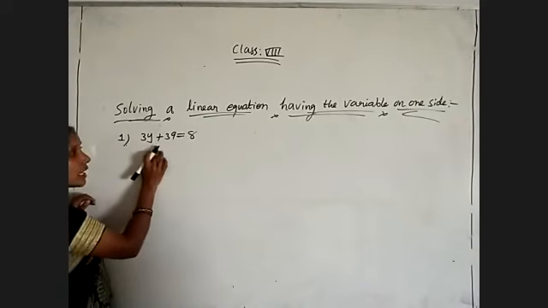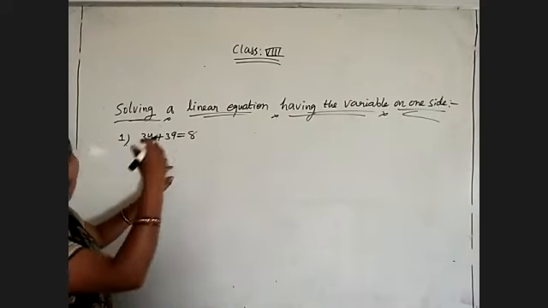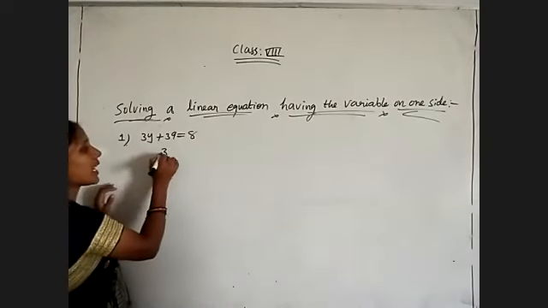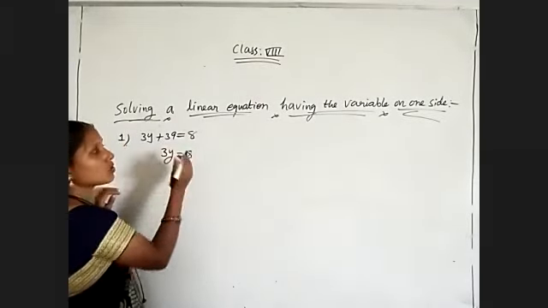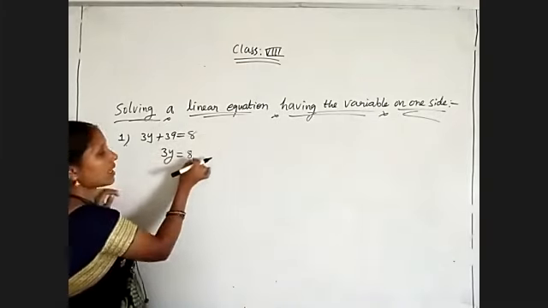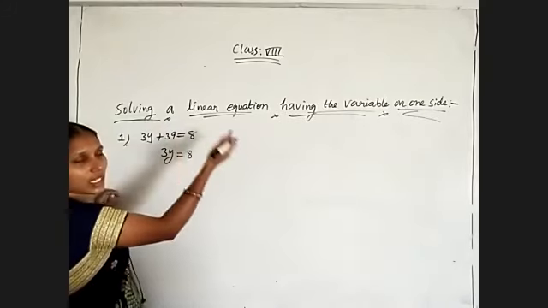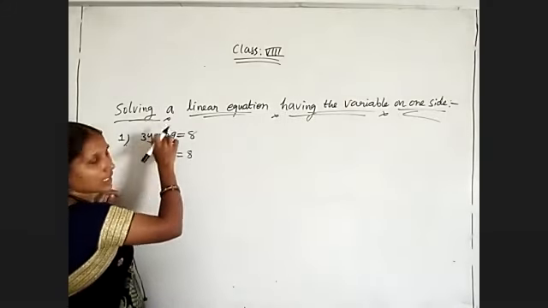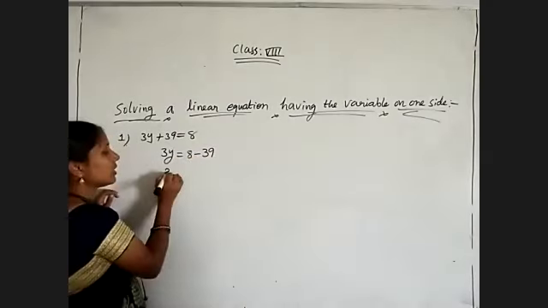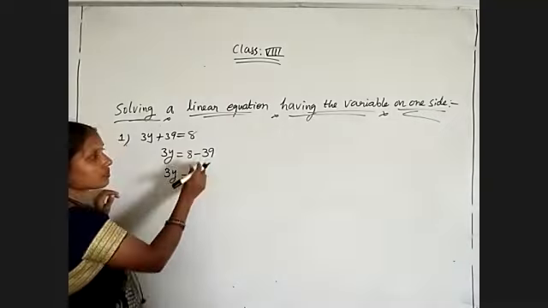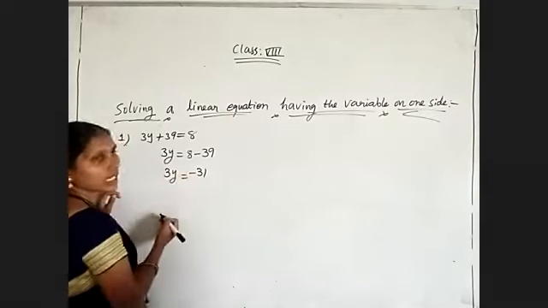Whatever variable term is there, keep that term on the left side only, and bring the remaining extra terms to the other side. So 3y I am keeping here only. What is there on the right side? 8 we have. First, whatever number is there on the right side, write that one first. Then bring whatever values are on the left side to this side. So plus 39 is here, bring this side. What will it become? Minus 39. Then 3y is equal to minus 39 plus 8, that is, minus 31.